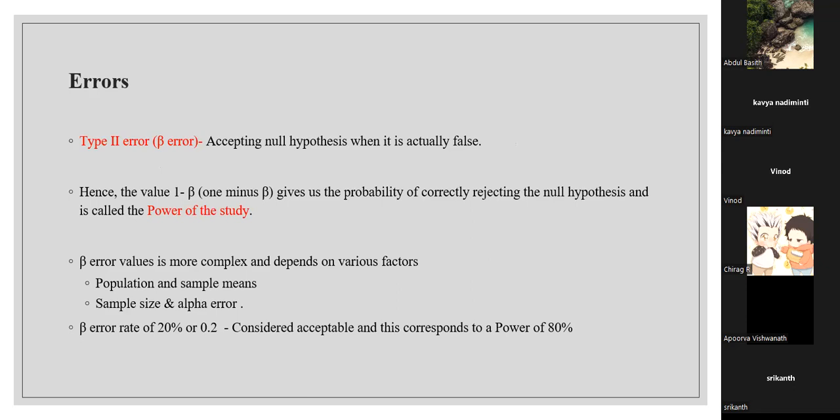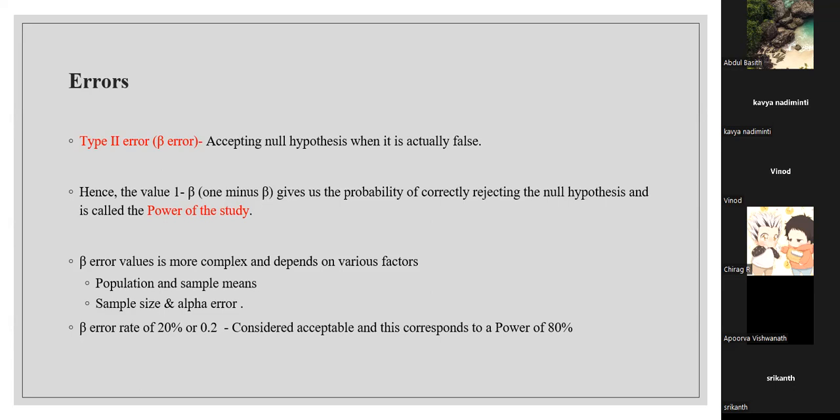In the type 2 error, it is accepting the null hypothesis when it is actually false. And the value 1 minus beta gives us the probability of correctly rejecting the null hypothesis, and it is called the power of the study. The beta error value is more complex and depends on various factors like population and sample means, sample size, and alpha error. A beta error of 20% is considered acceptable, and this corresponds to a power of 80%.